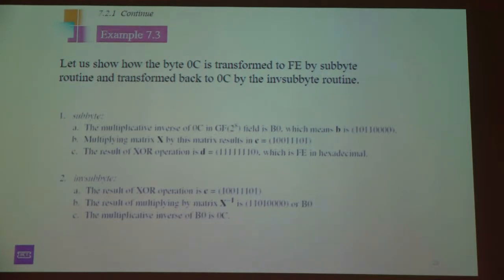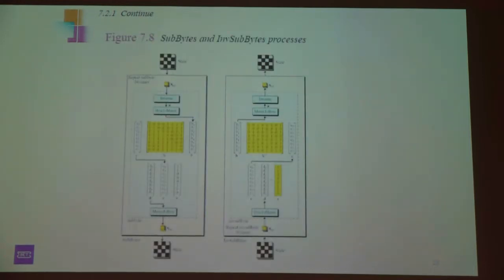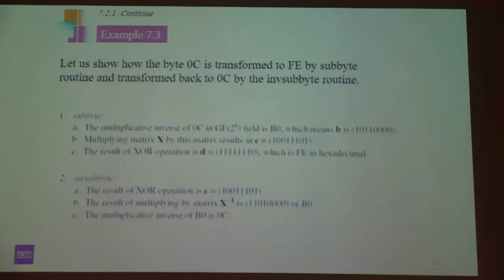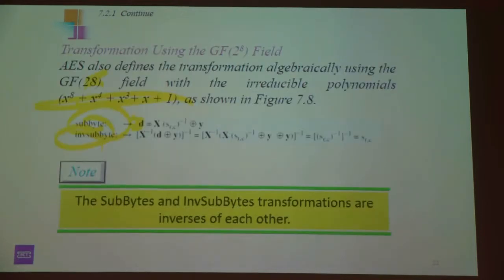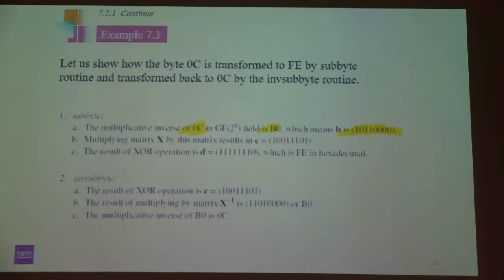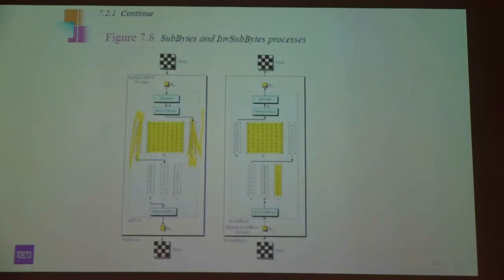So let us show how the byte 0C is transformed to FE by substitution. Basically, we're going to apply this in here. I'm not sure if you can see it on the board. Check it on your tablet. First of all, the multiplicative inverse of 0C is B0, and it is represented like that. Let me go back. We put it in here, as you see, this is the B, the inverse. Then you multiply it with a predetermined matrix, which we know has an inverse matrix, and we get C. Where is C? Let's go back, this is C in here, right?